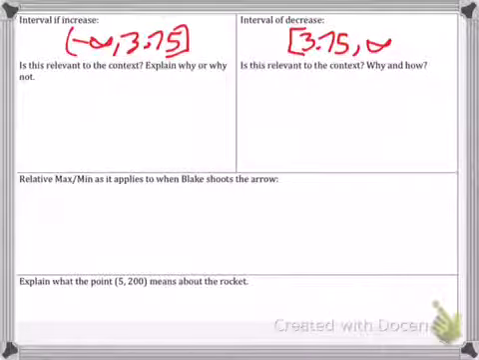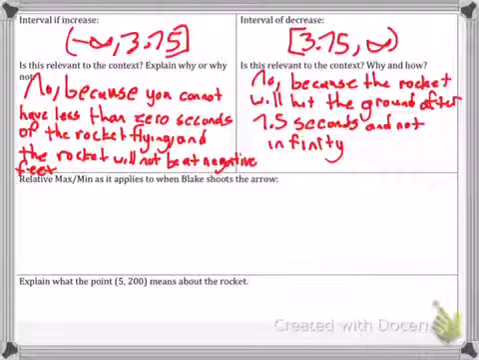Is this relevant to context? And we know that it can't be, because the interval of increase does not make sense, because you cannot have less than 0 seconds of the rocket flying, and the rocket will not be at negative feet. And then does the interval of decrease make sense? No, because the rocket will hit the ground after 7.5 seconds and not infinity.